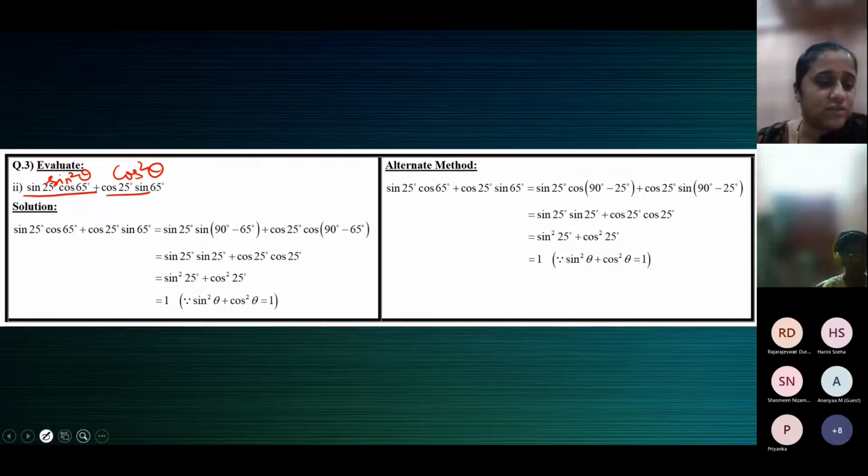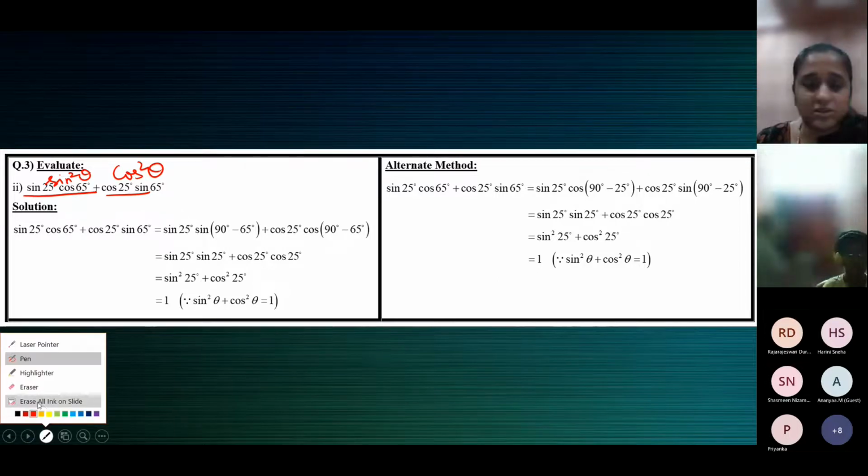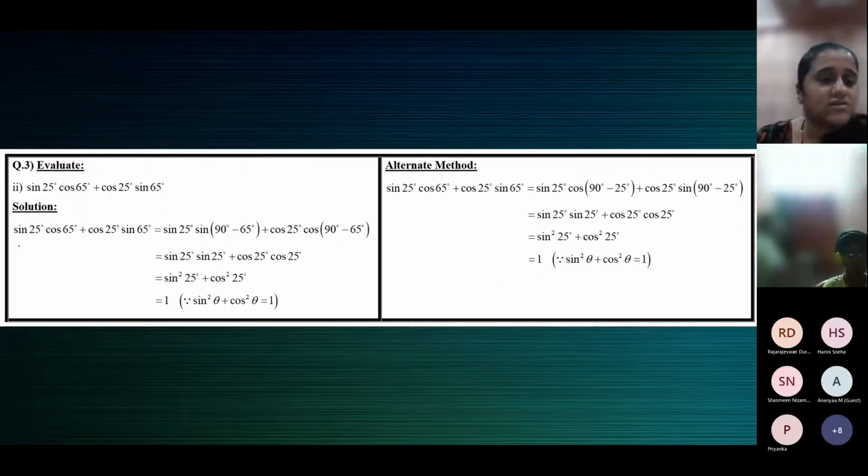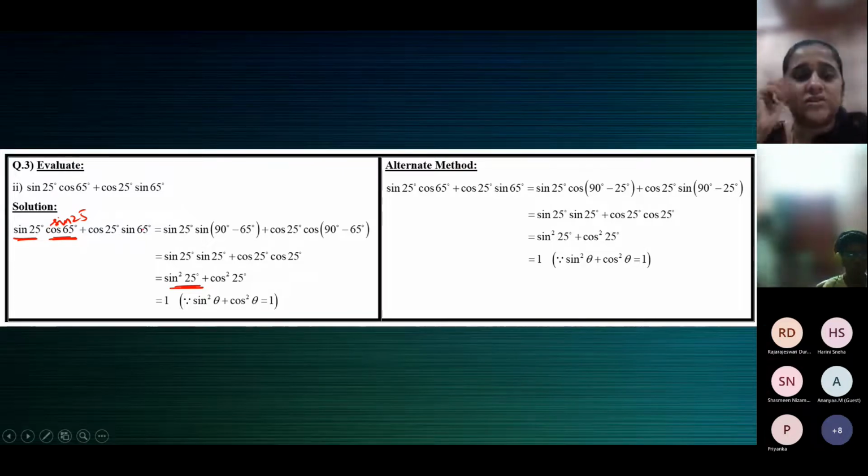So what is your intention in the first part? Since you have sine 25, your intention is to change this to sine 25, so that sine 25 into sine 25 is sine square 25. You can see it here, sine square 25. So if you have sine square 25, you must have cos square 25. You cannot have cos square 65. There's no point. Sin square 25, cos square 65 is not 1. If it is sin square 25, then you should have cos square 25.